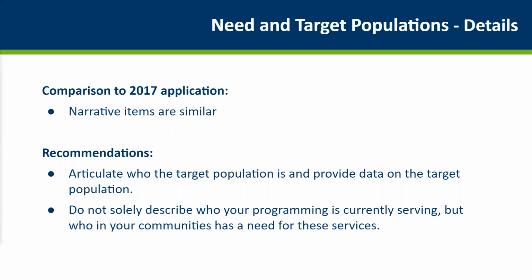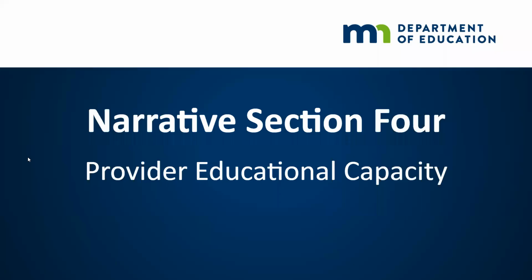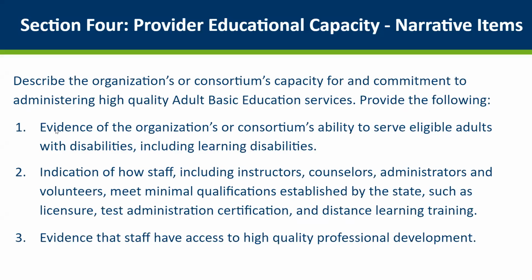And then I think we'll move into section 4. Not seeing questions. Section 4 is about provider educational capacity. This is one of the longer sections. And so there are 3 major items here that we're asking for. I'll give you a chance to read these items.